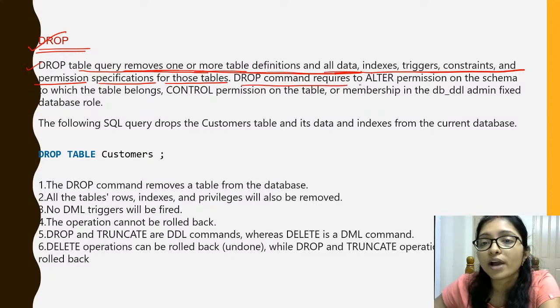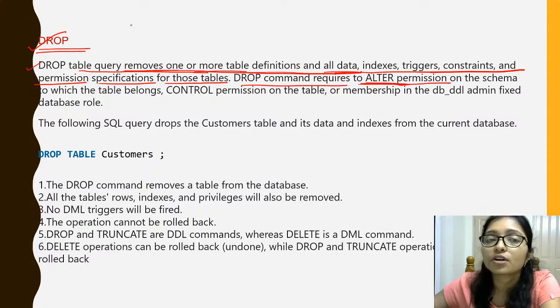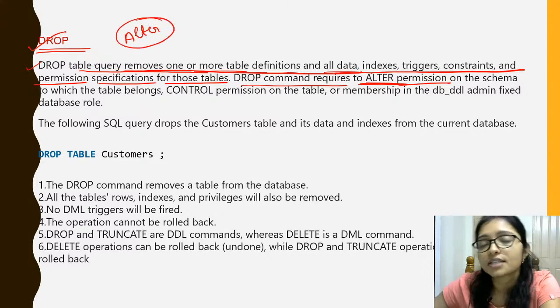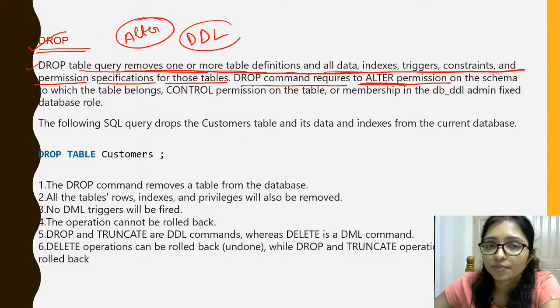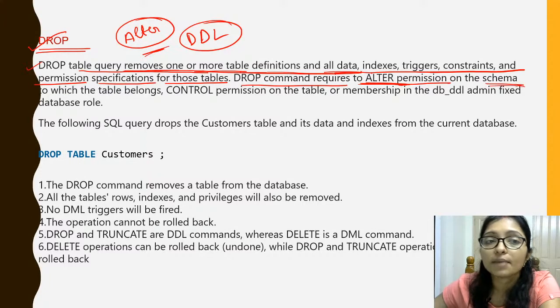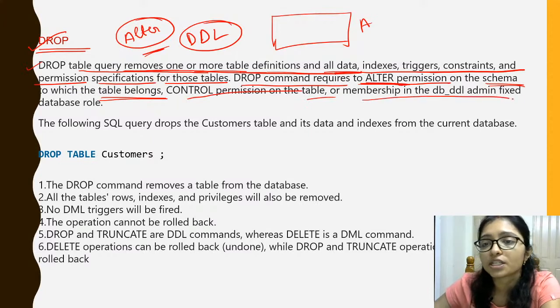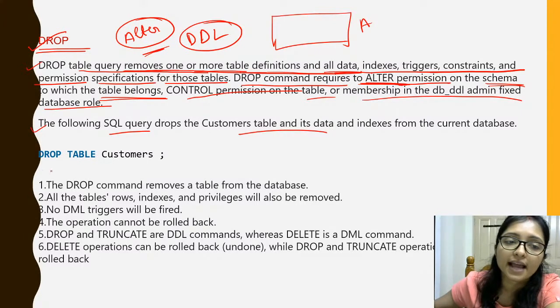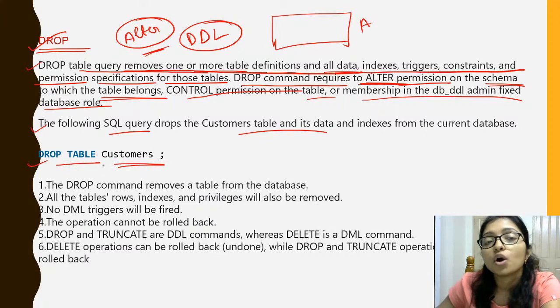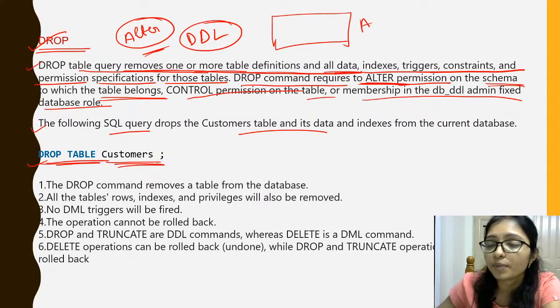And the drop command requires alter permission. For drop also the alter permission is required, because this is a DDL command, the data definition command. The user should have alter permission on the schema to which the table belongs, and control permission on the table. The SQL drop statement is written like drop table customer, meaning the total table will be dropped, right?